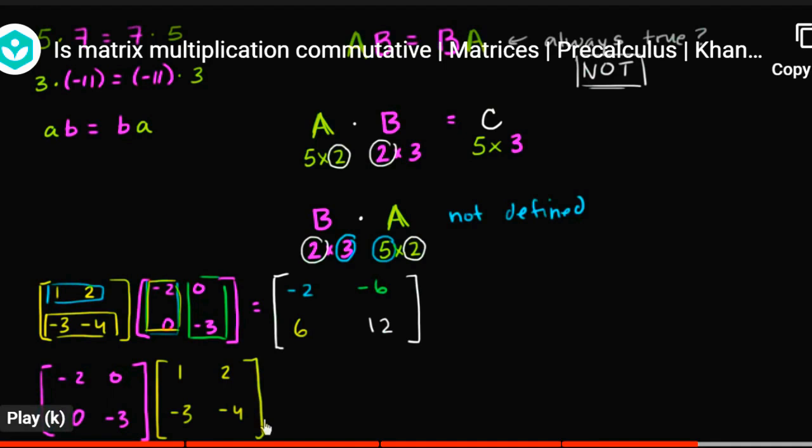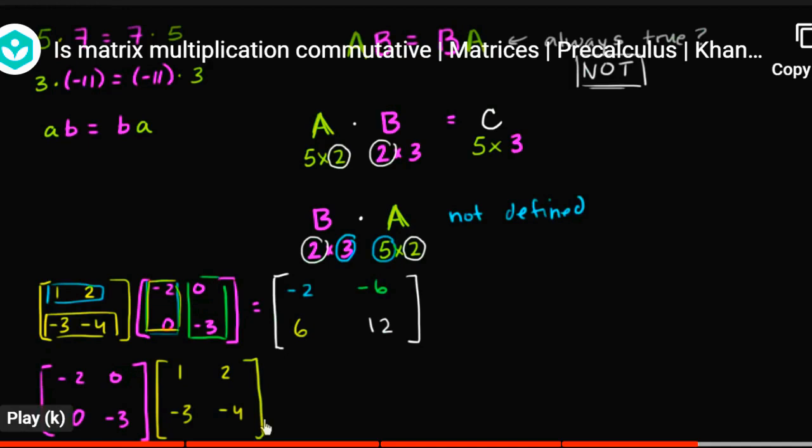So it doesn't matter if we multiply A times B or B times A, it is valid either way because all the numbers are 2s. The middle numbers are 2s, the outside numbers are 2s. So this will answer a good question. If it's defined, if you can actually do the multiplication, does it work the same? A times B, B times A, is that the exact same thing?